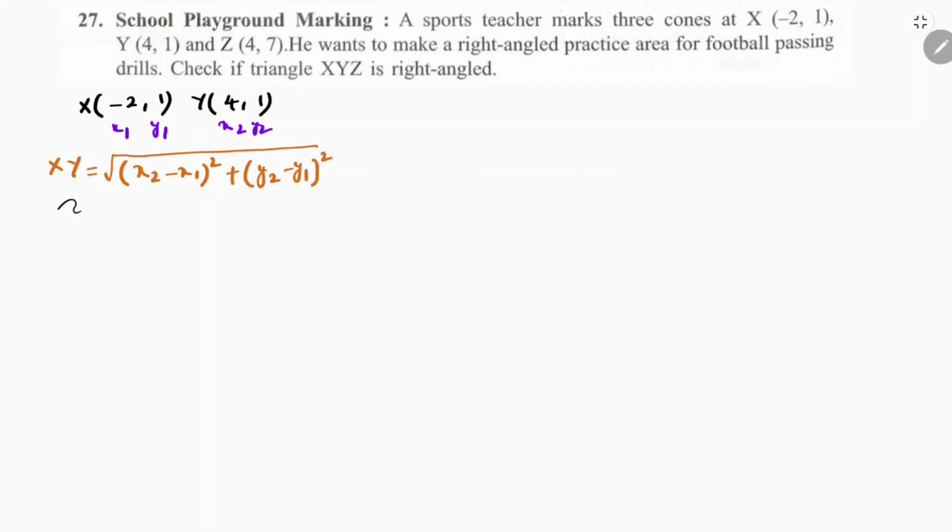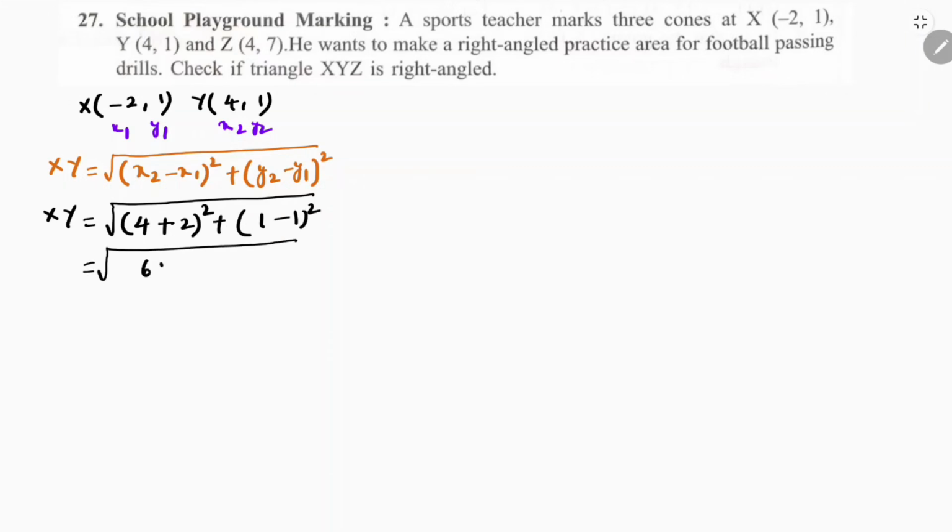Now if we substitute the values, x2 is 4 minus x1, x1 is minus 2, so minus of minus is plus 2. y2 is 1 minus 1. 4 plus 2 is 6 square, 1 minus 1 is 0. So root 36, which is nothing but 6. So XY is 6.